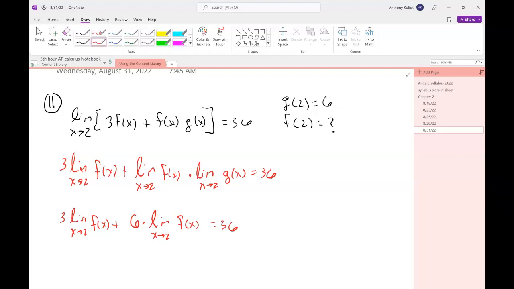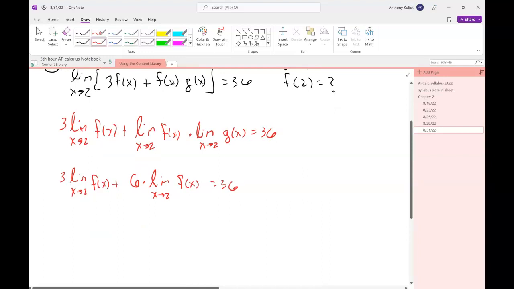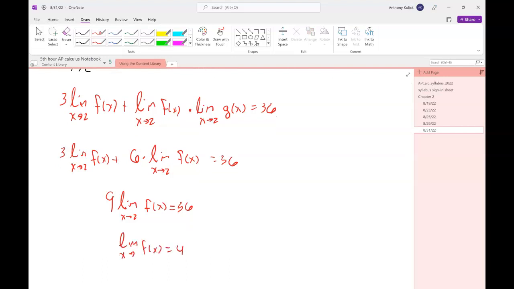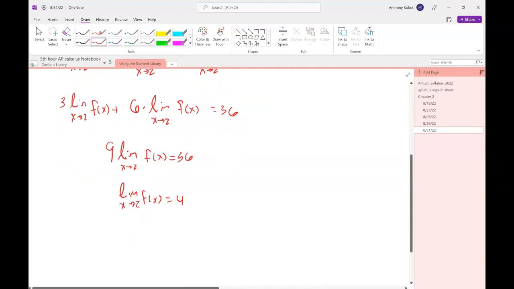Does that feel okay? And then these are like terms, so I can just add those together. Okay with that? Divide both sides by 9. And again, since this is continuous, the limit as x approaches 2 of f of x is just equal to f of 2. So it's 4. Or I'm sorry, f of 2 is 4.